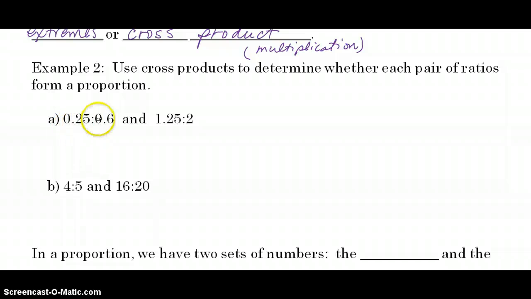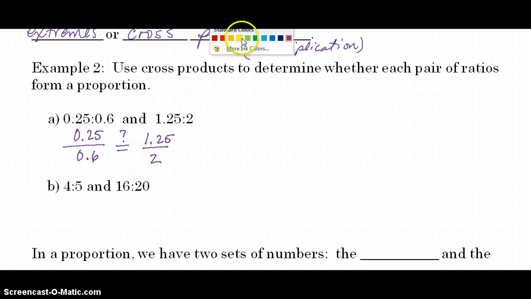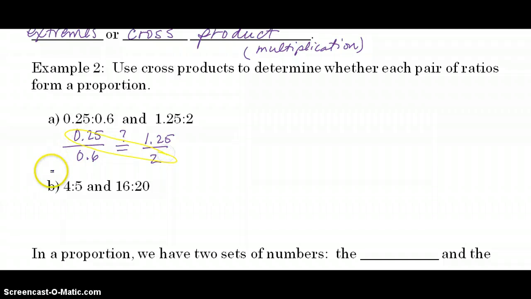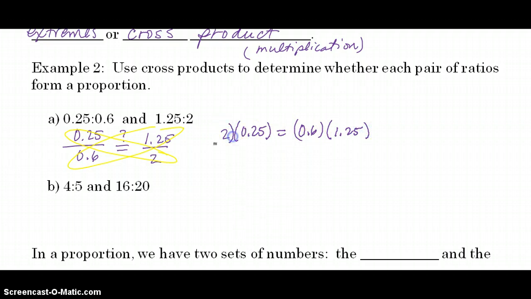So here we have 0.25 to 0.6. And we're going to check to see if this is a proportion with 1.25 to 2. So we can check that by doing cross multiplication, cross product. Let me highlight this with a different color. So you'll multiply 0.25 times 2 and 0.6 times 1.25. It's a good idea to use parentheses. I'll go ahead and put parentheses around the 2 so it doesn't feel left out.